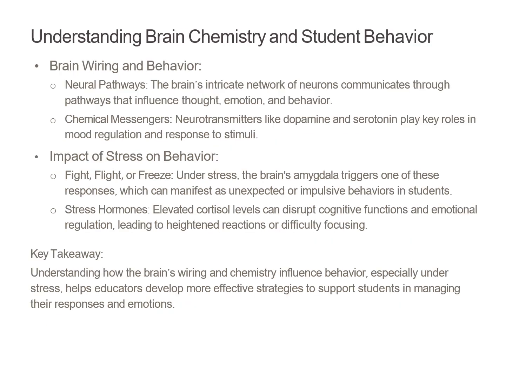Let's take a closer look at how our brain's structure influences our behavior, particularly under stress. The brain is a complex network where billions of neurons communicate through neural pathways. These pathways are crucial as they influence our thoughts, emotions, and the behaviors that emerge from them. Key players in this process are neurotransmitters, such as dopamine and serotonin, which significantly regulate our mood and how we respond to different stimuli.